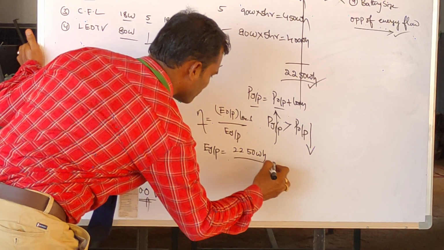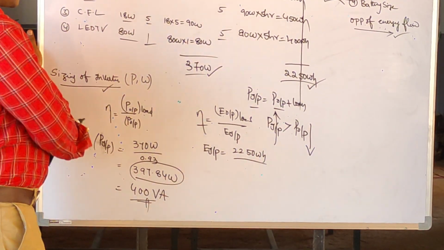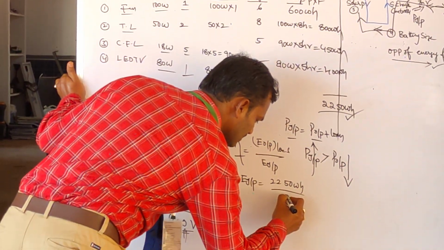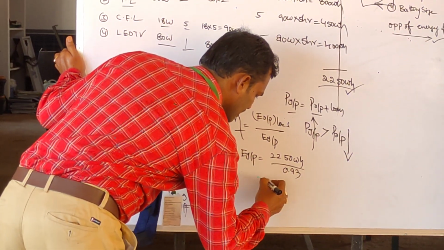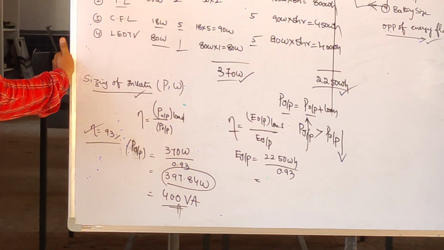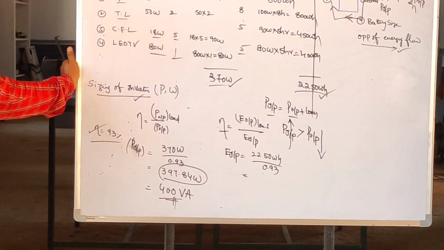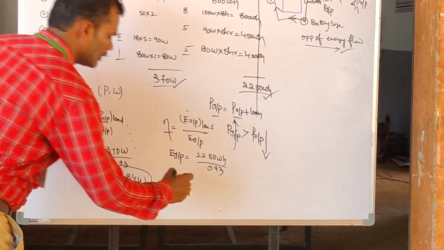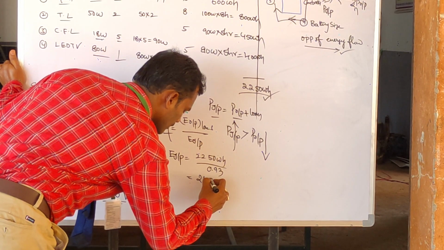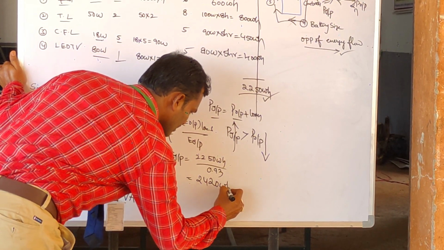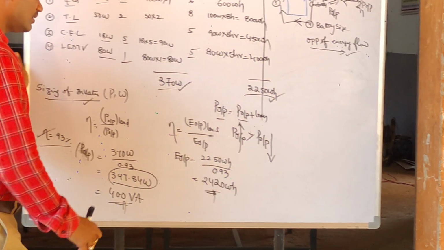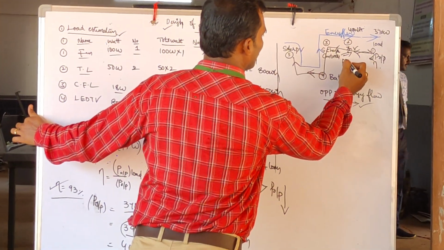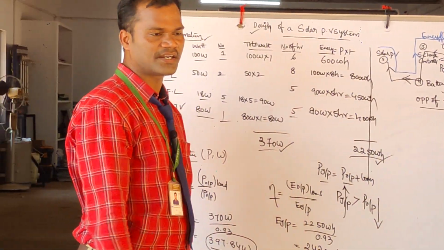The load requires 2250 watt hours, divided by efficiency. We are taking the efficiency of the inverter as 93%, which is 0.93. So 2250 divided by 0.93 gives 2420 watt hours, the energy input to be supplied to the inverter. And the power rating of the inverter is 400 VA.